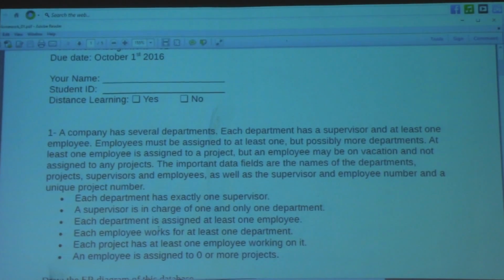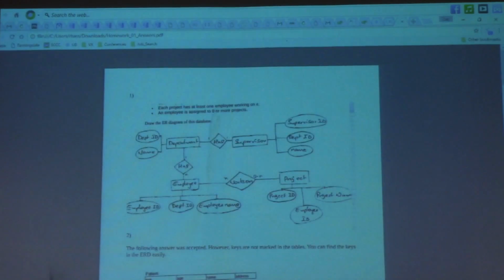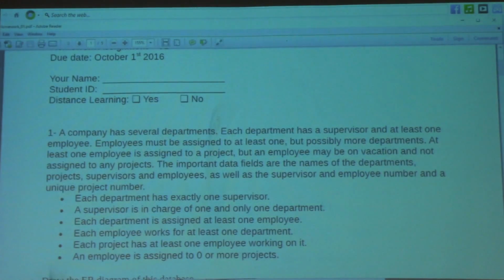Four entities: departments, projects, supervisors, and employees. Departments, supervisors, employees, and projects. These are the entities that you can extract. So what was the common mistake?